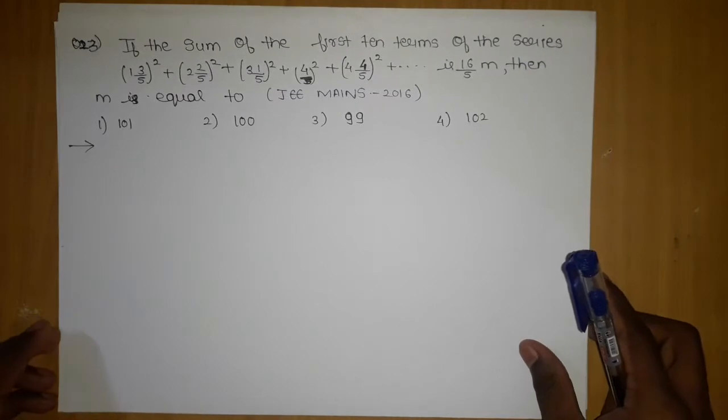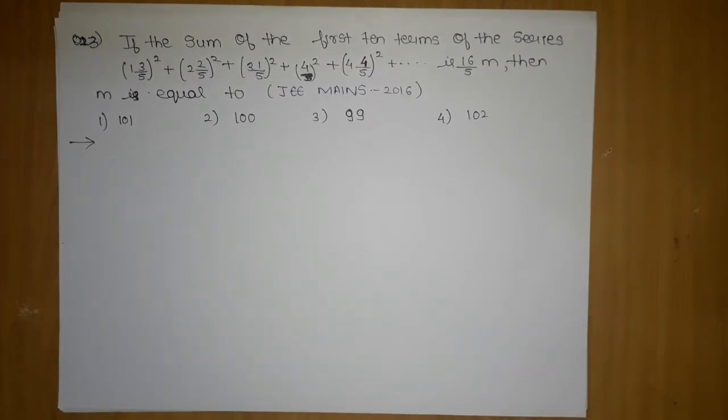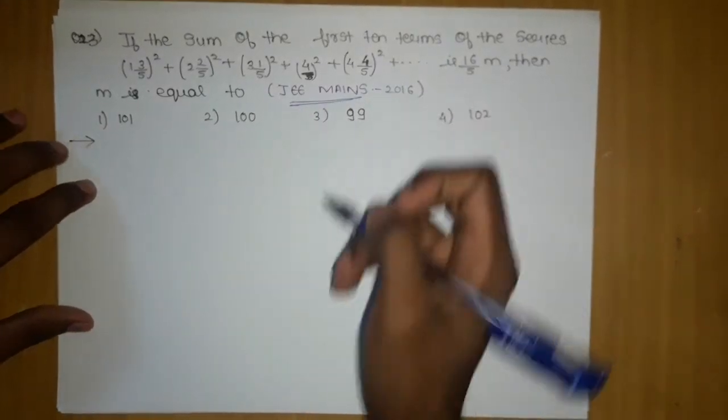The next question which we are going to see is question 23, which says as follows: if the sum of the first 10 terms of the series, 1 3 by 5 the whole square plus 2 2 by 5 the whole square plus 3 1 by 5 the whole square plus 4 by 5 the whole square plus 4 into 4 by 5 the whole square, and so on, is 16 by 5 m, then m is equal to 101, 100, 99, 102. And this question was asked in JEE Mains 2016.